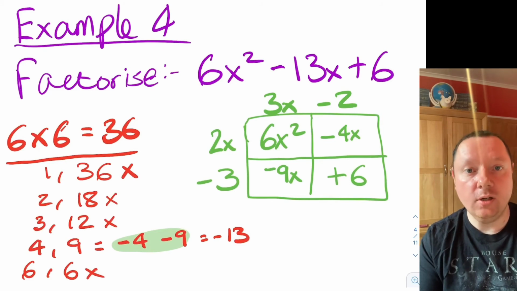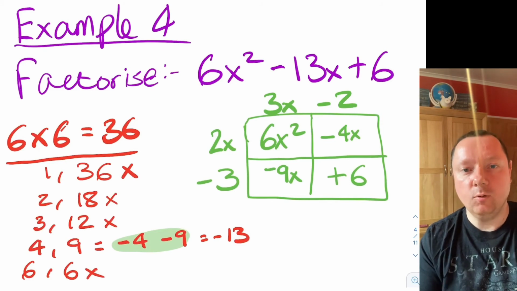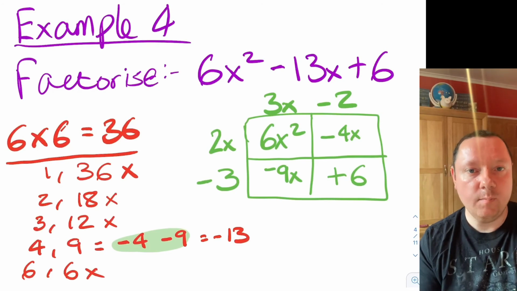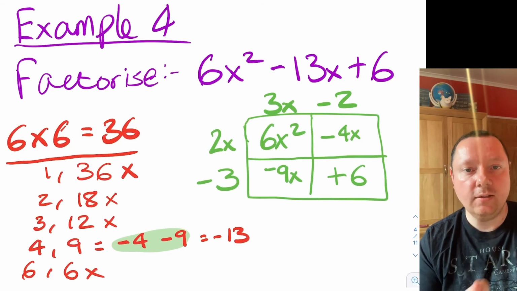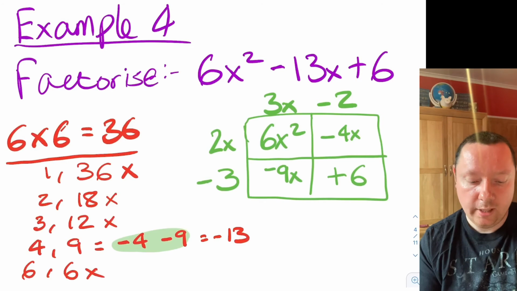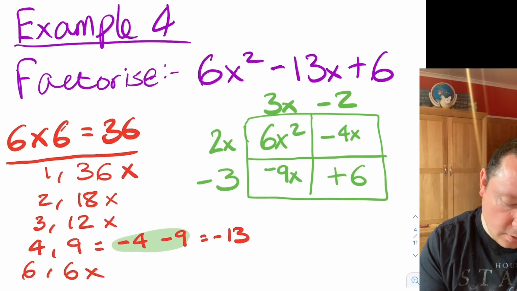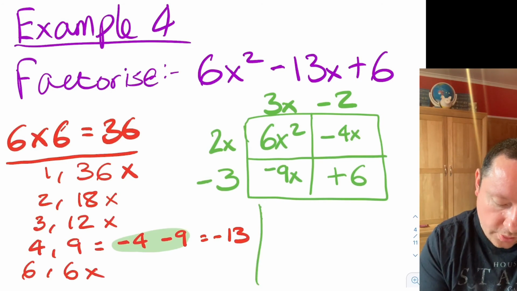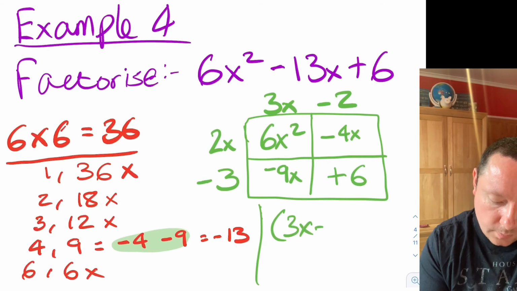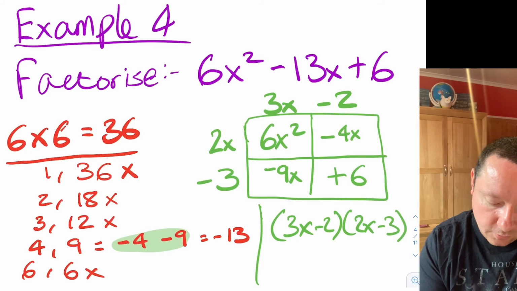Make sure you know and understand: plus times plus equals plus. Plus and minus make a minus when you times them, and negative times a negative equals a plus as well, okay? So we can write down our final answer. We've got 3x minus 2, and we've also got 2x minus 3, fully factorised.